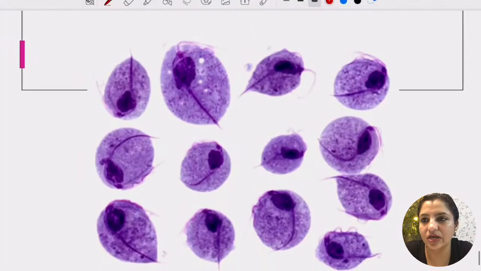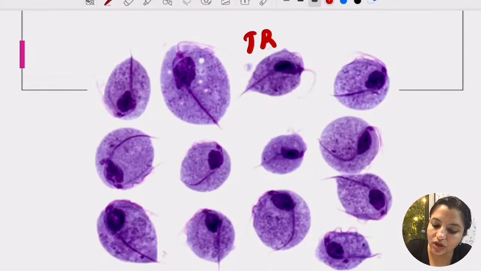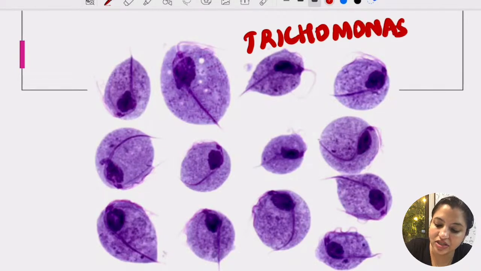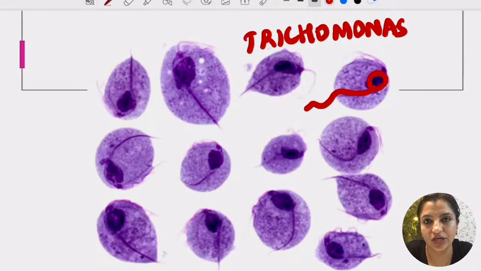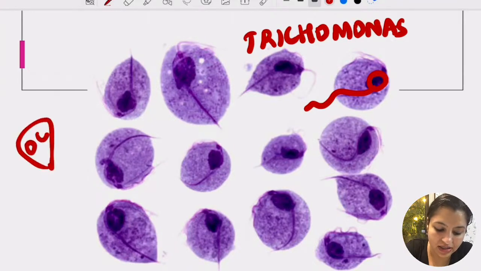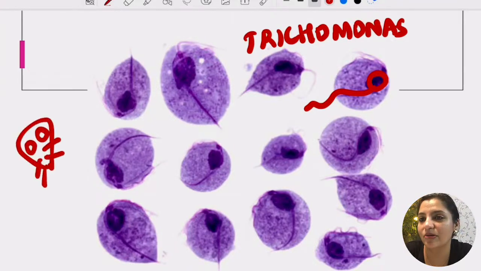Apart from this, everybody knows, what is this? Trichomonas. So trichomonas is basically she winks one eye, so there is only one eye, and there is a long undulating hair which she has. So this is a trichomonas, which you have to differentiate from giardia, who has two big eyes and mustaches. Okay, so remember that always.